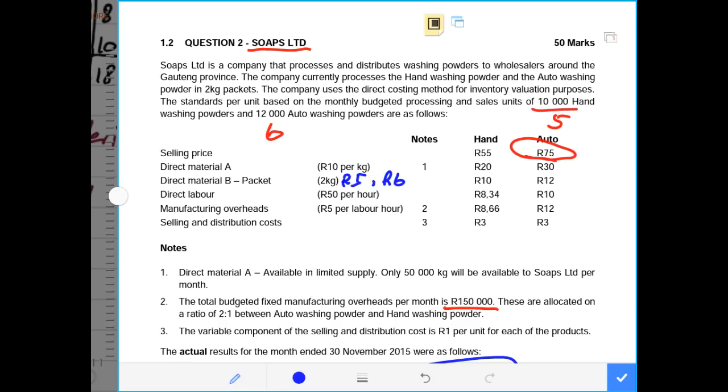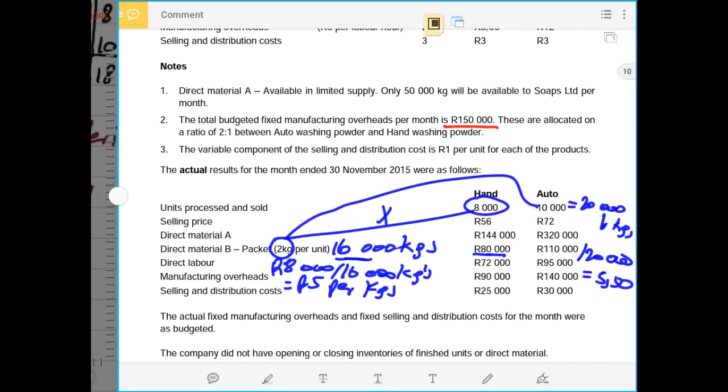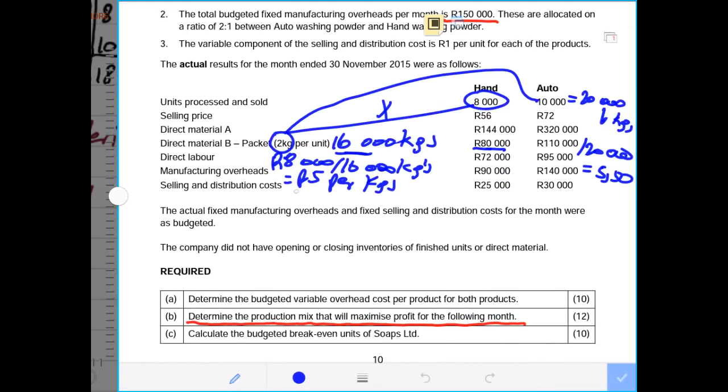Standard cost per kg, it was 5 rand and 6 rand if I'm not mistaken. Why 5 rand and 6 rand? Because we were provided with the cost per unit and we divided that by 2 kgs per unit. 12 divided by 2 kgs per unit gave us 6 rand, and for hand it was 5 rand, if you remember my workings. So my standard cost per kg is 5 and 6, and my actual is 5 and 5.5. So at least we can say these variances are not far away, but there's still a variance.